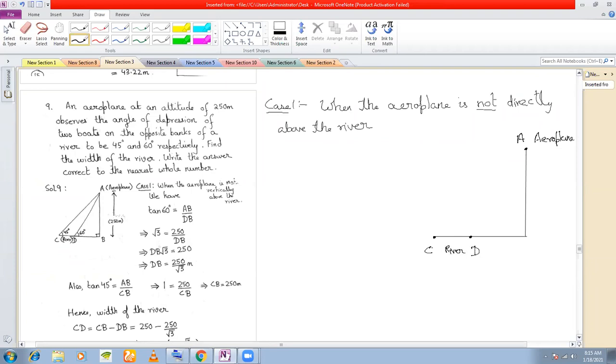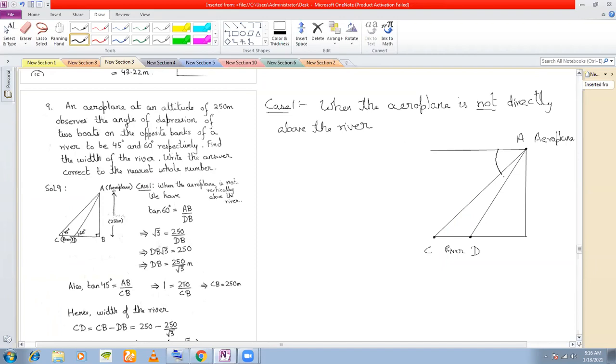Okay, and what is given here? The angle of depression is given. That means the observer is at A on the aeroplane. He is observing this bank at D, and another bank he is observing at C. Since the angle of depression is given, we'll draw a horizontal here. And now we'll see what angles of depression are given. It is given to be 45 degrees and 60 degrees.